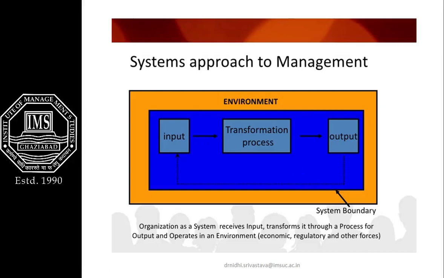of the organization. So it is very important for any organization to keep track of all its input components, all its components, and the transformation process. And the organization must be keeping every stakeholder in this process satisfied. If that is happening, the systems approach works towards the wealth maximization of the organization. So what does systems approach say? It says that organization is a system which receives input, transforms it through a process for output, and operates in an economic environment where the regulatory forces are also working.